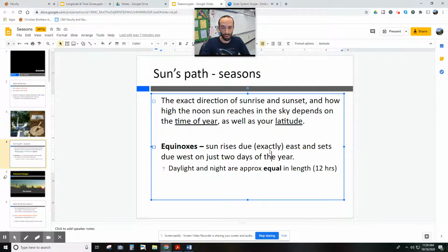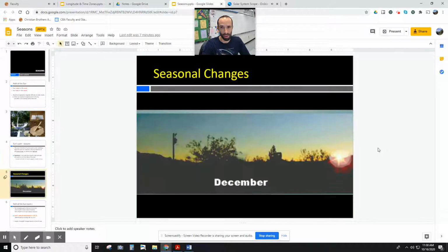Okay. Now there are 2 days out of the year for everybody where the sun rises exactly east and sets exactly west, and therefore we have 12 hours of daylight as well as night. Okay, so those are the equinoxes, vernal and autumnal, things that you probably already knew, because we've talked about this already.